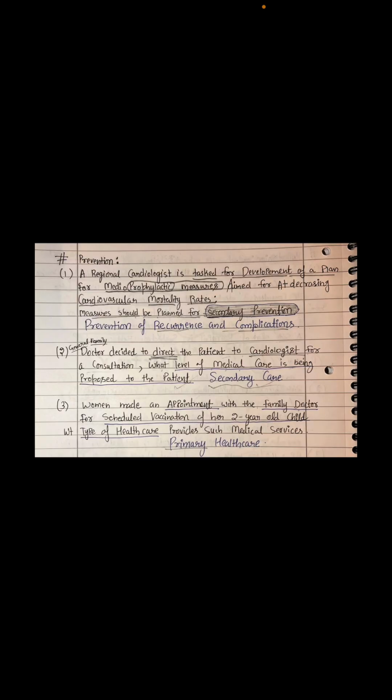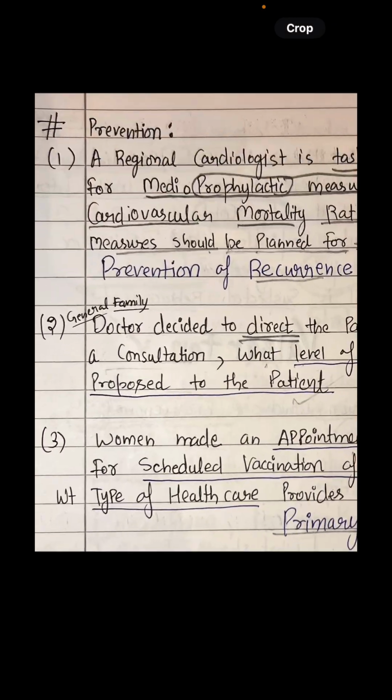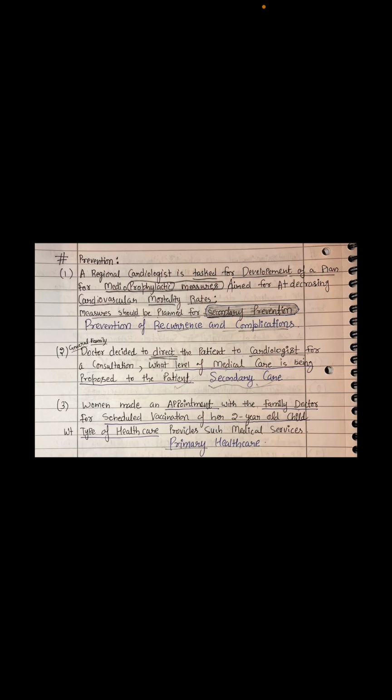The next patient: the doctor decided to direct the patient to the cardiologist for a consultation. The general family doctor, it is written over here, decided to direct the patient to the cardiologist for a consultation.